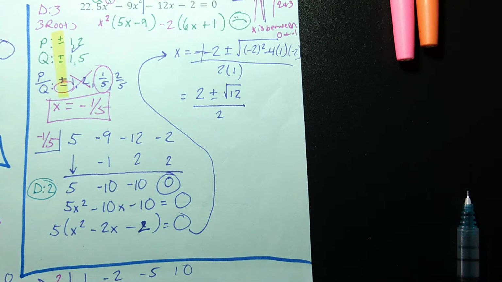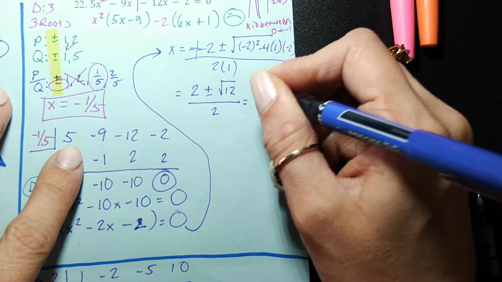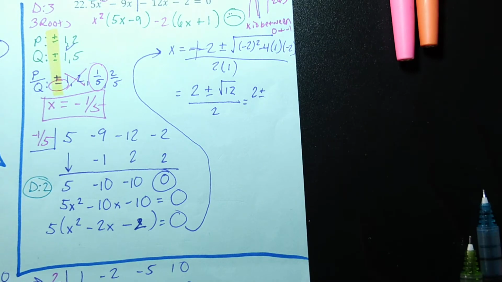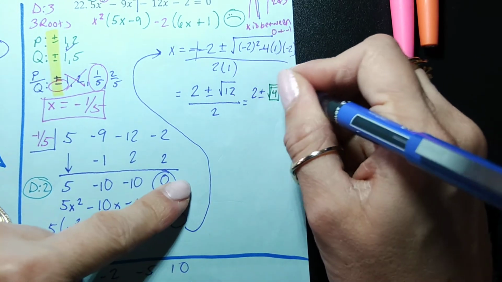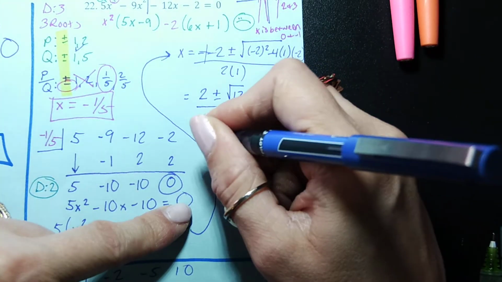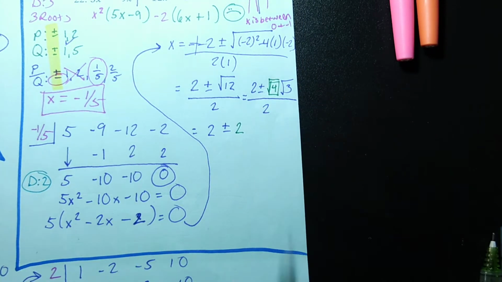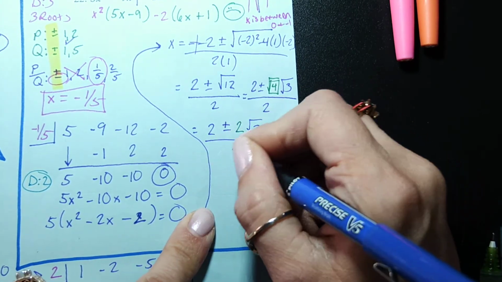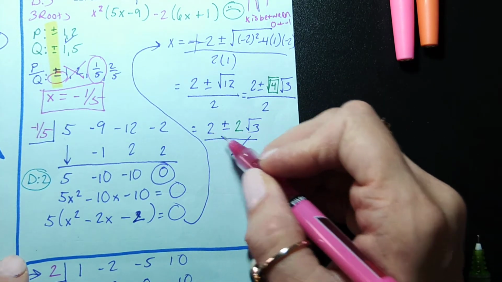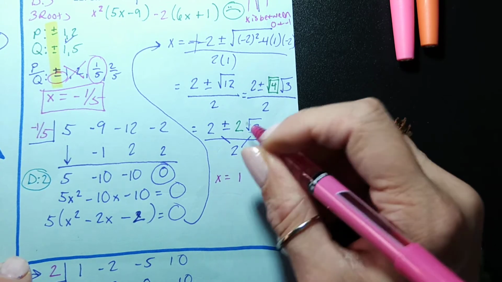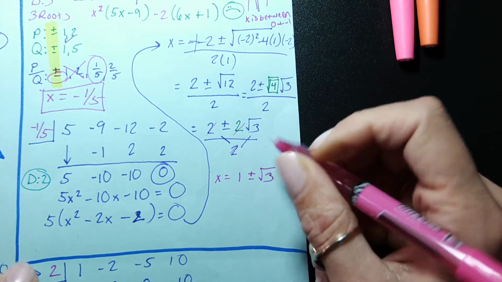So from here, folks, we still need to ask ourselves that question of if there are any perfect square factors we can take out of 12. Is there a perfect square factor? Yeah, we can break that up into 4, which is a perfect square, and then 3, all over 2. So then 2 plus or minus the square root of 4 is 2. Square root of 3, all over 2. And then I can do division distribution. Now, when I do division distribution, 2 divided by 2 is 1. 2 radical 3 divided by 2, those 2's cancel, and leaves me with the square root of 3.